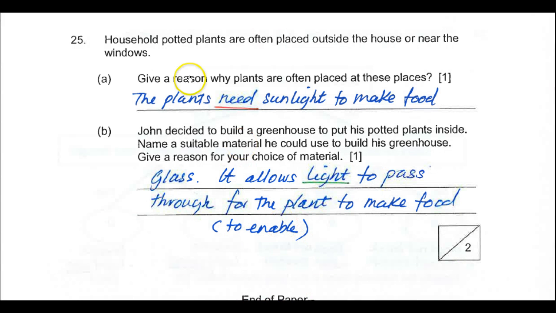Okay, now household potted plants are often placed outside the house or near the windows. Why? Because plants need sunlight to make food. That's all. They need sunlight to make food.